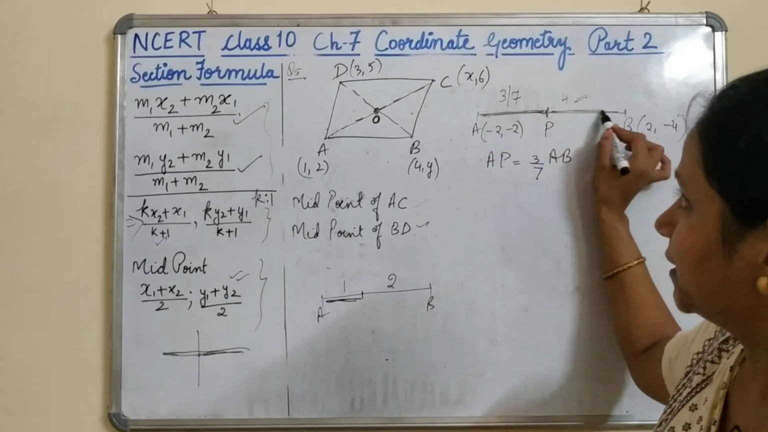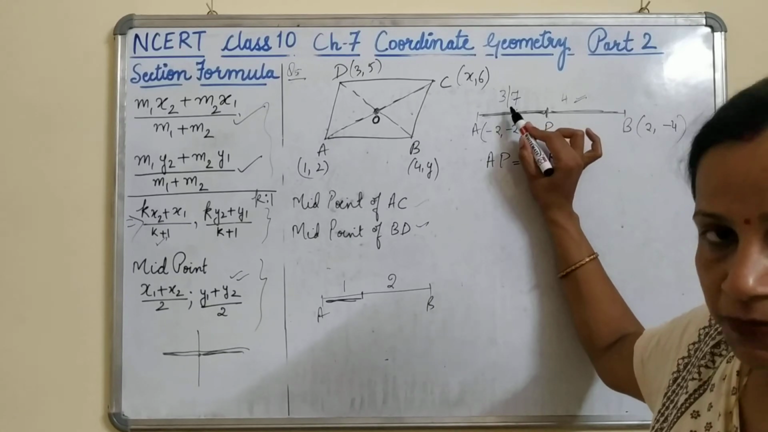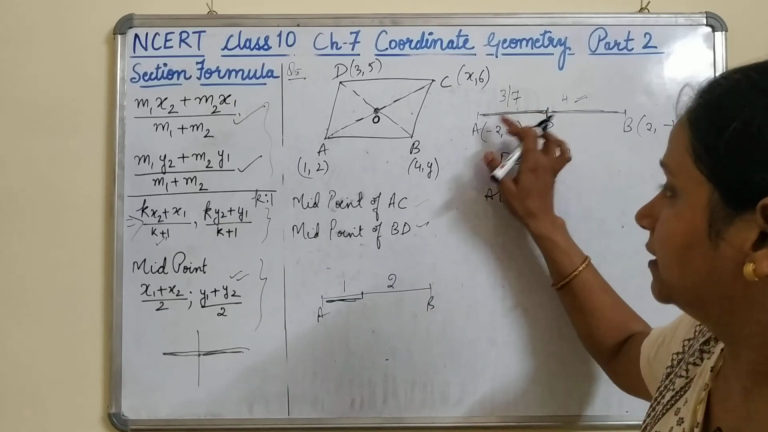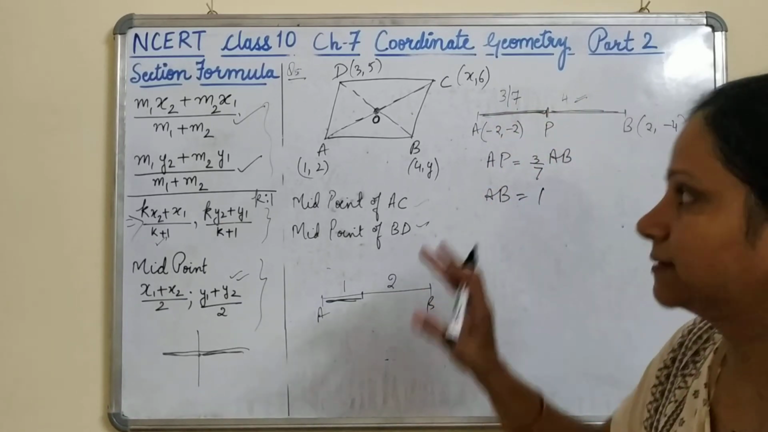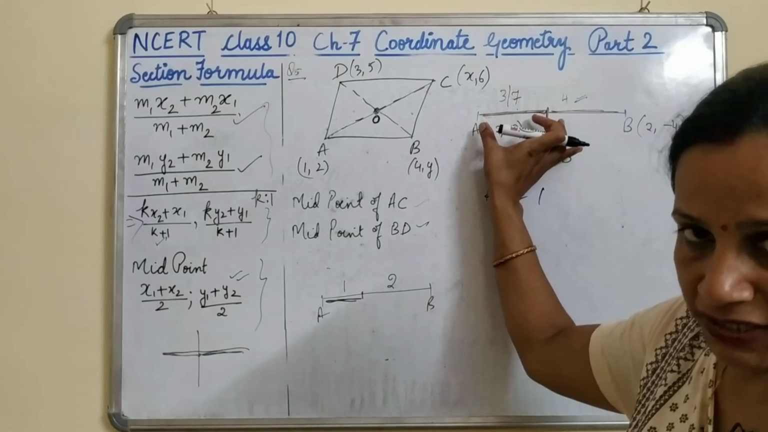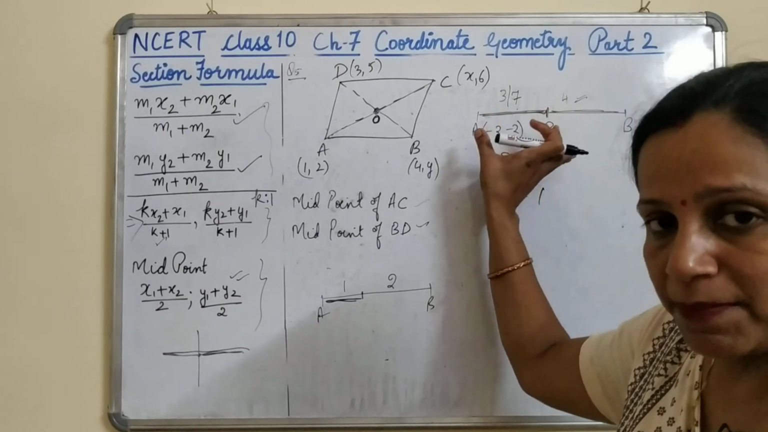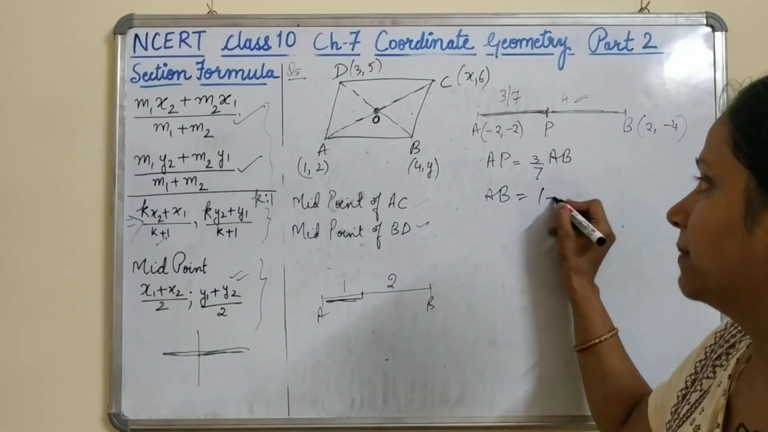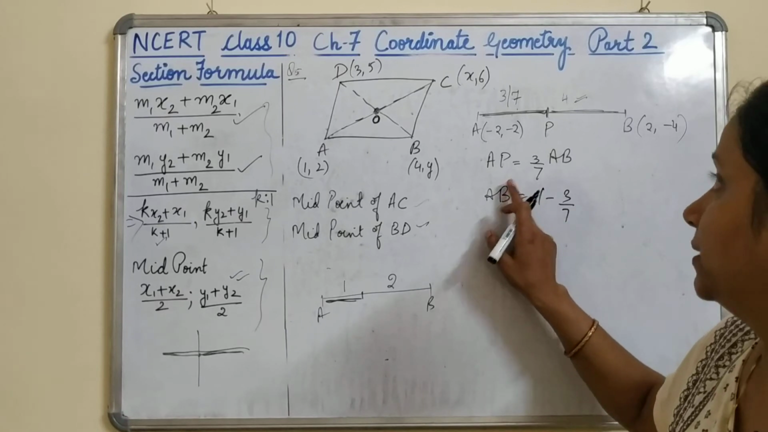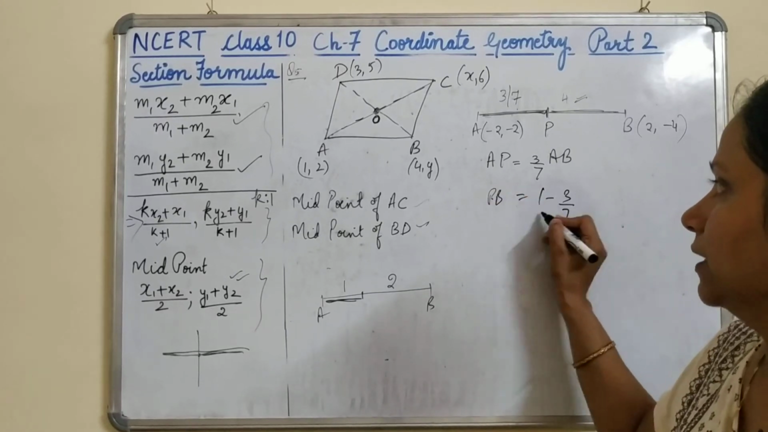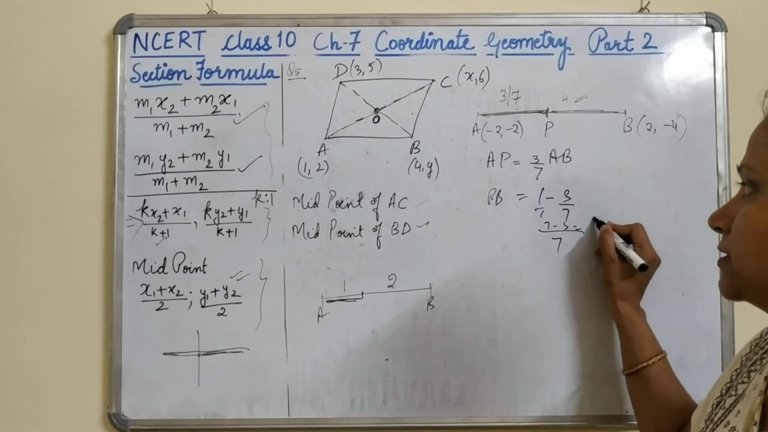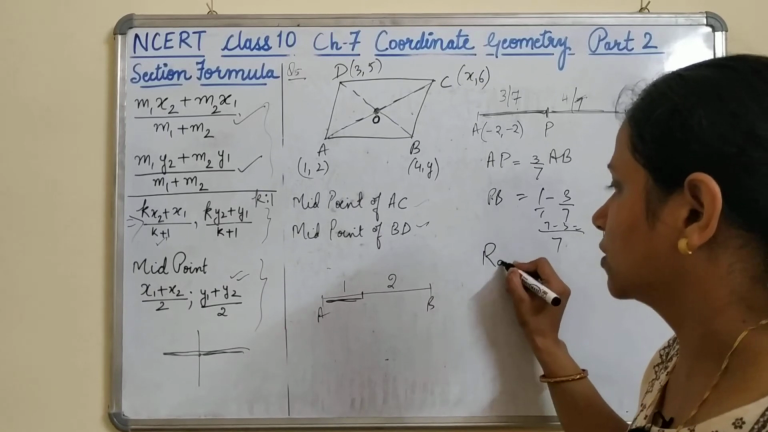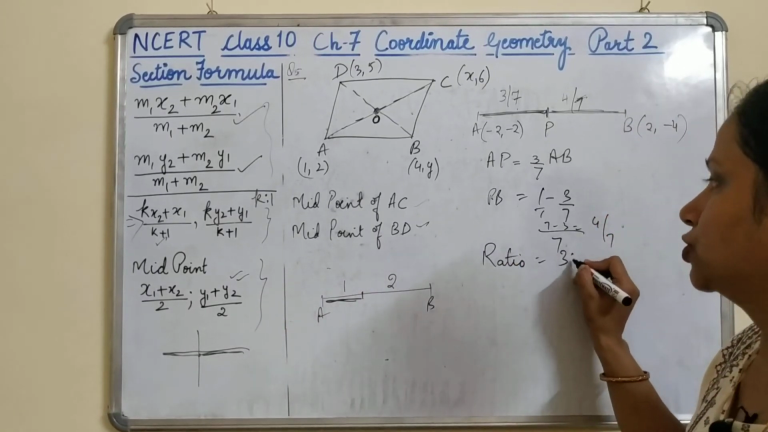3/7 means this line is divided into 7 parts. Let us consider AB as 1, so the complete line is divided into 7 parts, and AP is 3 parts of the complete AB. So how many parts are left? Obviously 4. You can even do it by this method: you can find PB, that will be 7 minus 3, that is 4 by 7. So this will be your 4 by 7th part. That means the ratio comes out as 3:4.